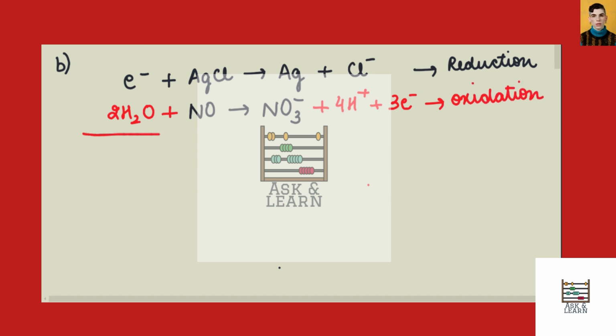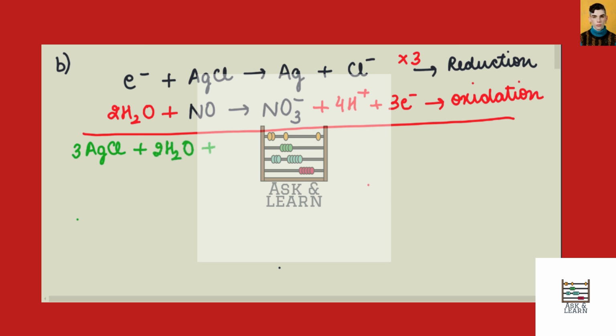And now since we have to add the two equations, to cancel out the number of electrons, we multiply the reduction reaction by 3. So the total balanced reaction comes out to be 3 AgCl plus 2 water molecules plus NO, which forms 3 Ag, and the electrons get cancelled. I didn't show that, but here it is: 3 Cl- plus NO3- plus 4 H+.